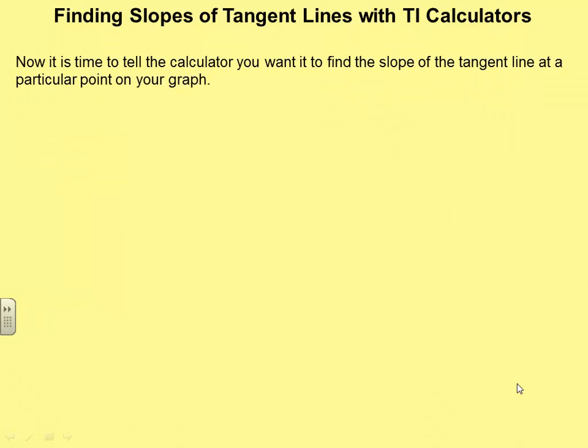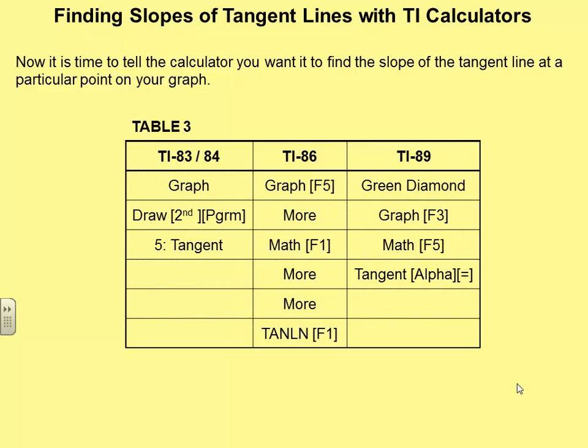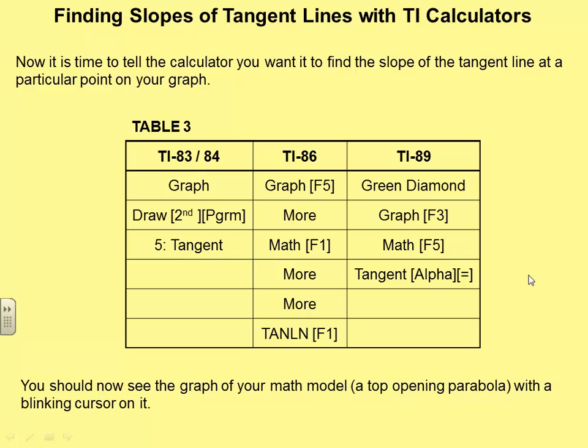Next thing we need to do is to tell the calculator what we want it to do, namely to find the slope of the tangent line at a particular point on your graph. So punch these buttons. Most of you using an 83 and 84, graph, draw, which is second program, and then 5, which is tangent. When you push these buttons, you should end up on your screen with a top opening parabola, first quadrant, blinking cursor on the parabola. If you do, then you have set everything up correctly.